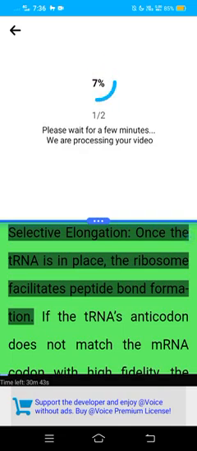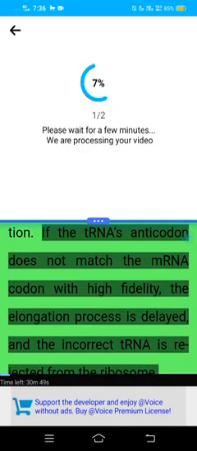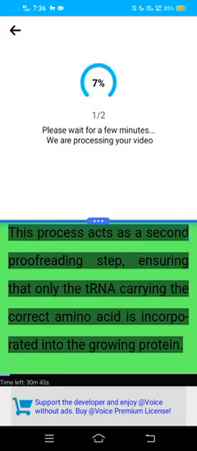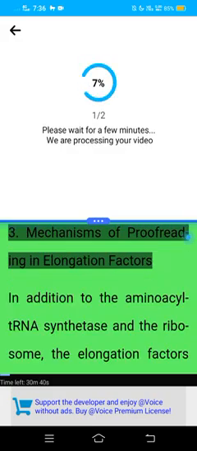Selective elongation. Once the tRNA is in place, the ribosome facilitates peptide bond formation. If the tRNA's anticodon does not match the mRNA codon with high fidelity, the elongation process is delayed, and the incorrect tRNA is rejected from the ribosome. This process acts as a second proofreading step, ensuring that only the tRNA carrying the correct amino acid is incorporated into the growing protein. 3. Mechanisms of proofreading and elongation factors.